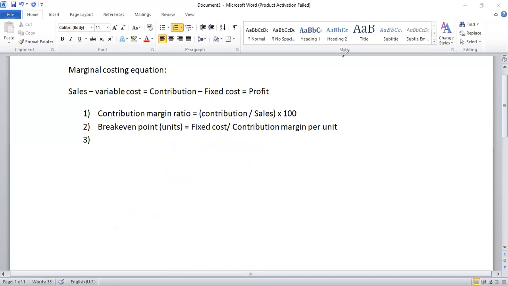What did we understand the meaning of break-even point? A point where there is no profit, no loss. So profit becomes zero here. So ultimately, what is the situation? As much as the contribution is there, that much is the fixed cost.